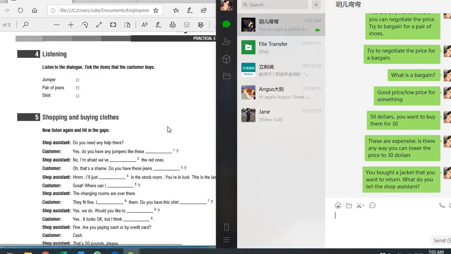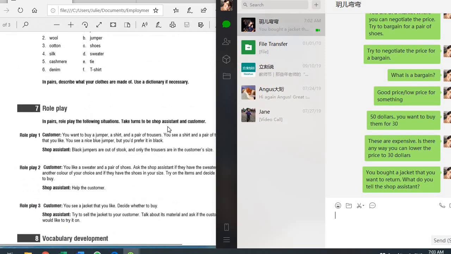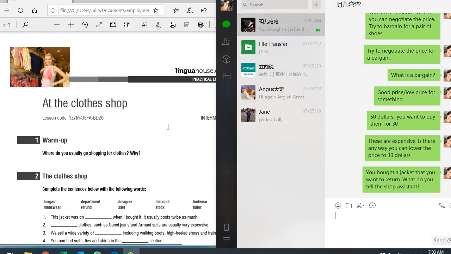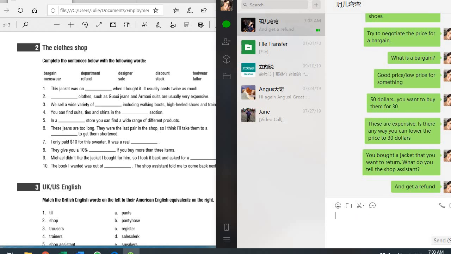I'm sorry. Yesterday I bought a jacket, but the jacket is so small. It doesn't fit me, so I want to return it. Can you help me? Perfect, exactly, very good. So I need to return this, right? And get a refund, right? And get a refund. So that's a good way to talk about getting your money back.